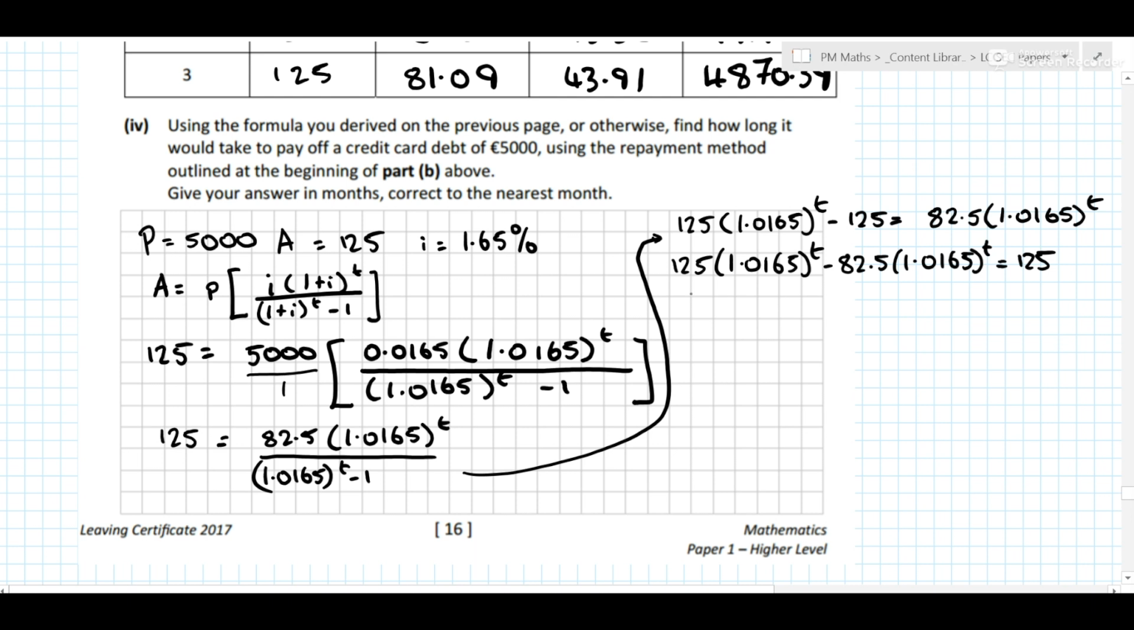Calculator, 125 minus 8250 is 42.5, 1.0165 to the power of t is equal to 125. 1.0165 to the power of t is equal to 125 over 42.5.